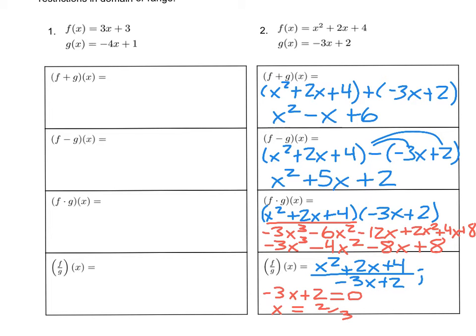So this is what we don't want. So next to the answer, I'm going to put that x does not equal 2/3. So whatever would make the denominator equal 0, we have to restrict that from the domain. Remember that domain means possible x values. So we say that x does not equal 2/3.